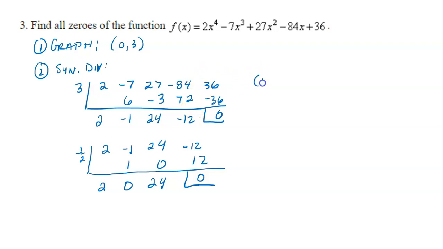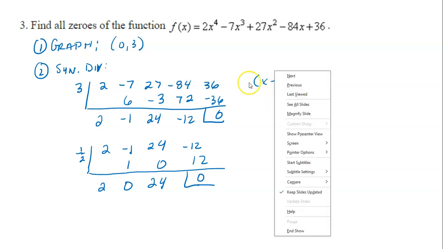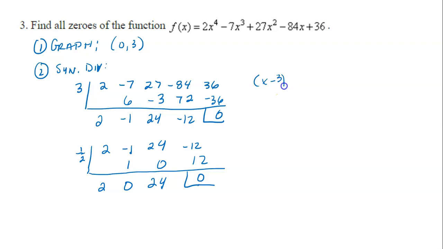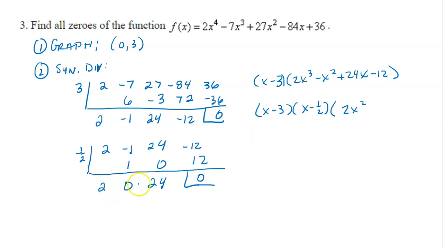So up here, we have x minus 3, 2x. Okay, and then we took this down here, so now we have x minus 3, x minus 1/2, because we know that that works, and we're left with 2x squared plus 24. Guess what we get to do? Quadratic.